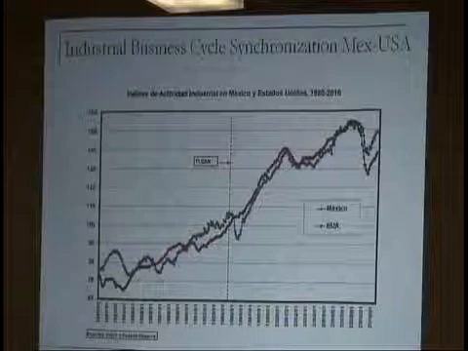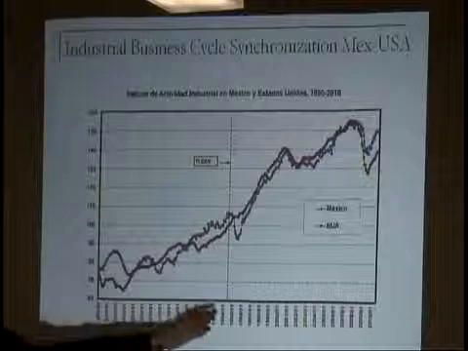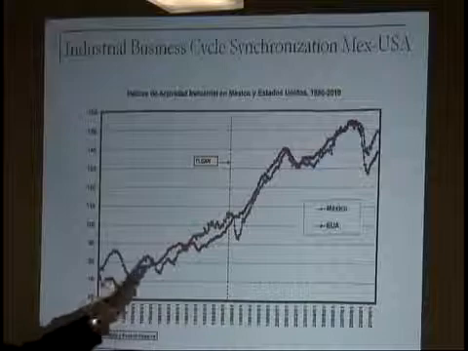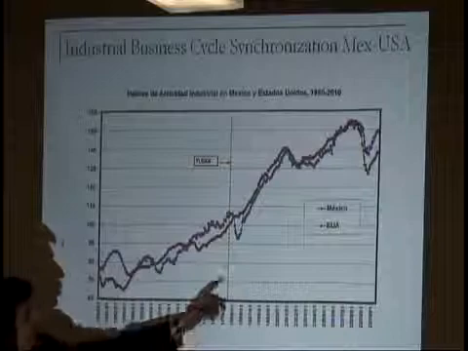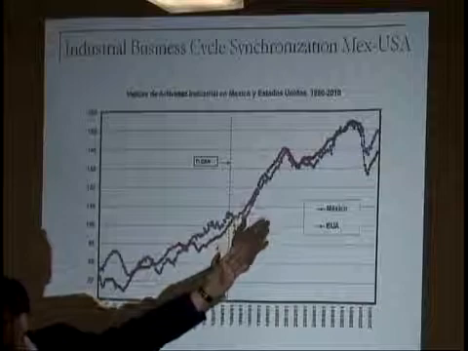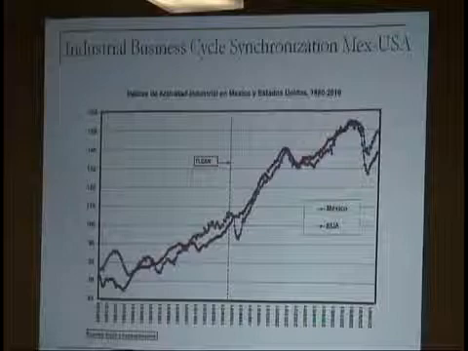And when you see what has happened here, for example, this is the industry in Mexico and the US. Mexico is the blue one, the US is the red one. Before and after, the industry in Mexico and the industry in the US follow their own cycles, ups and downs, separate. After NAFTA, and just after the crisis in Mexico in 1995, they have basically synchronized, as you can see.